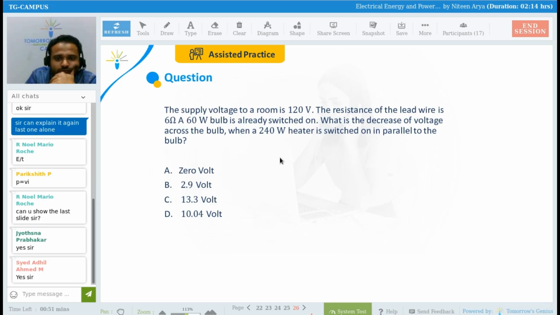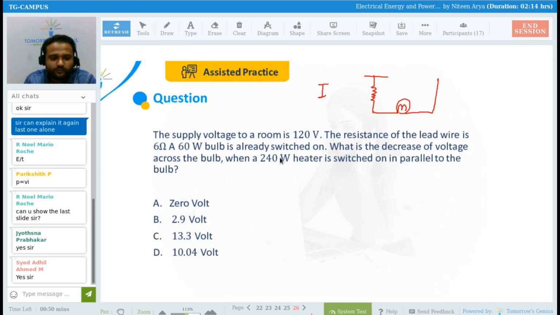Suppose this is your case 1. In case 1, this is your wire and the resistance of the wire, and this is your bulb. They are connected in this way, and obviously this is connected with some battery voltage. This is your case 1.